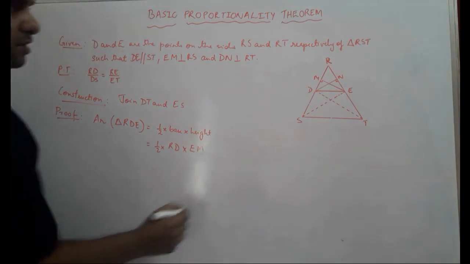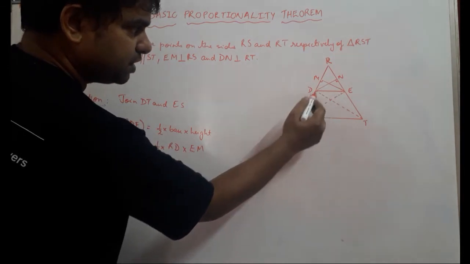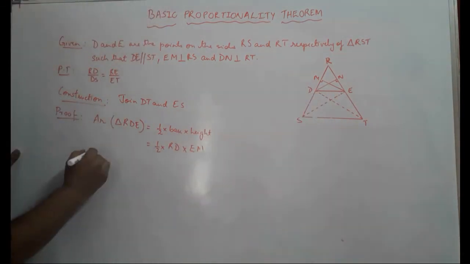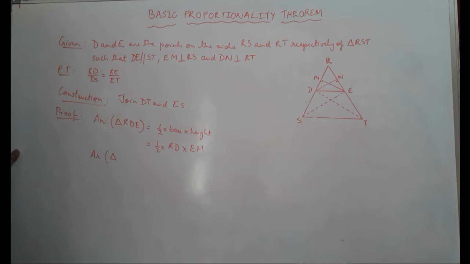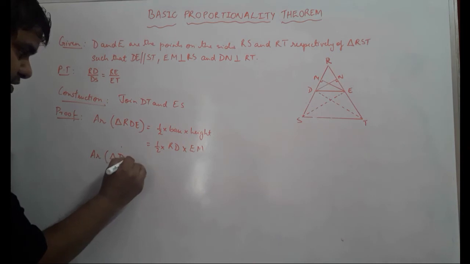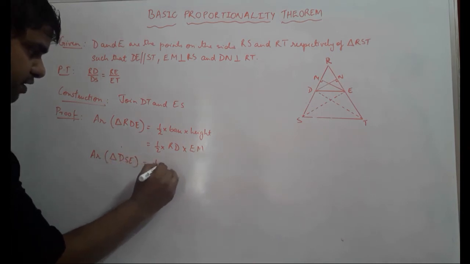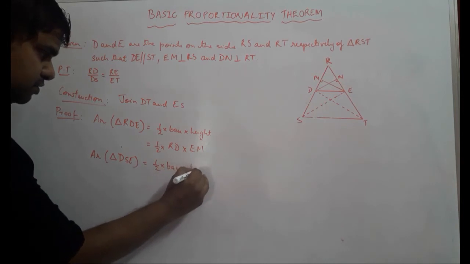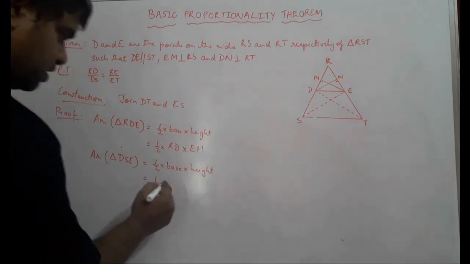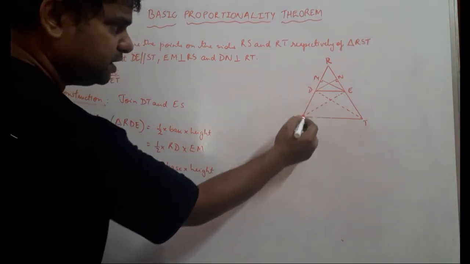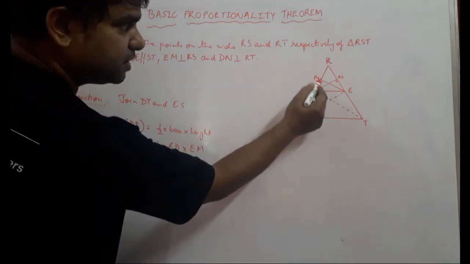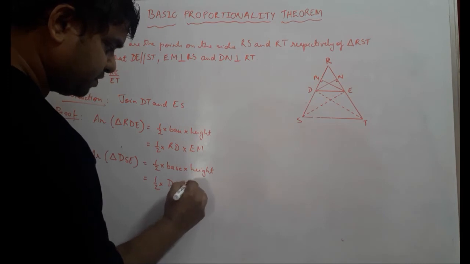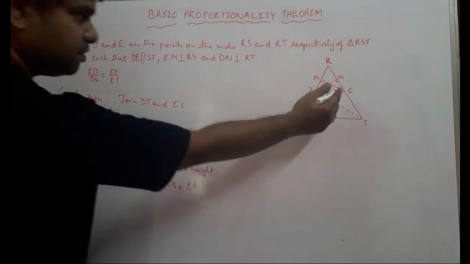Now similarly we can take the area of this particular triangle DSE. So we can say area of triangle DSE, or TES you can take, we'll take it as DSE, is half into base into height. The base for this will be DS, and the height of course will be the perpendicular only, which is EM. So EM is perpendicular.